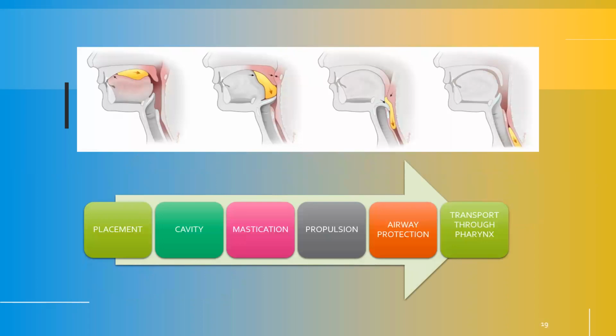So when you keep the bolus in your oral cavity, it has to be masticated properly. If it is a solid food or if it is a liquid, the back of the tongue has to elevate and control the flow of the liquid and gradually propel it into the throat.